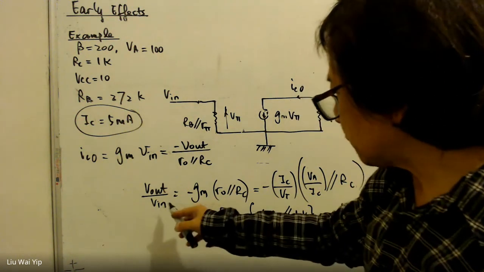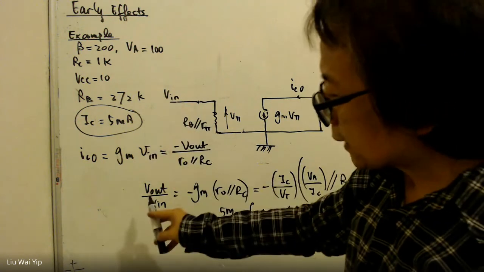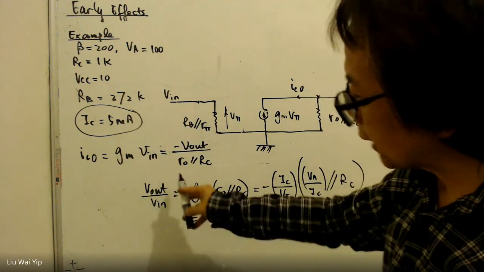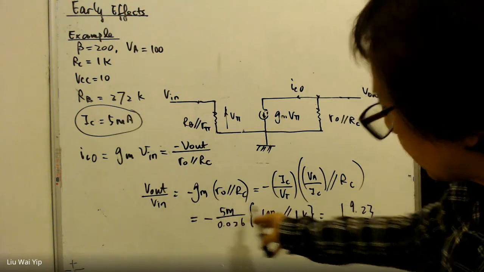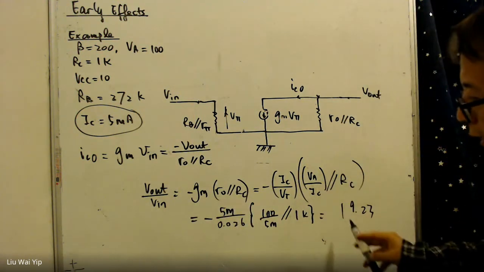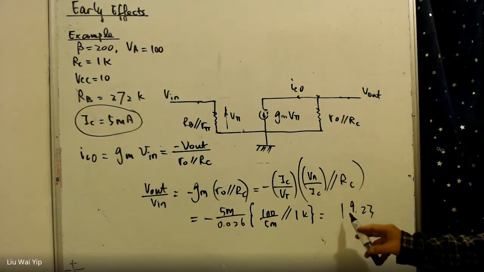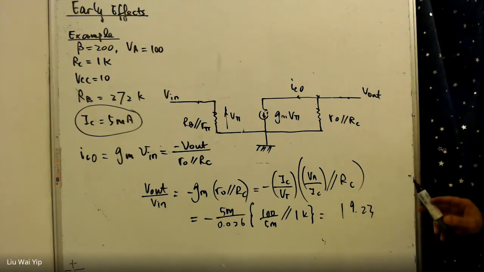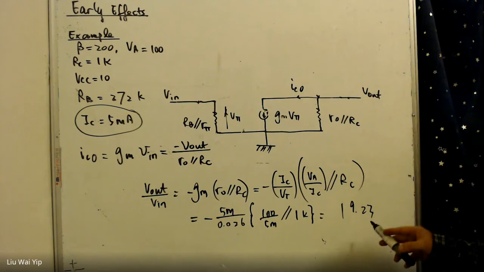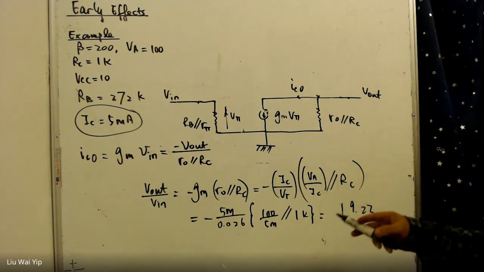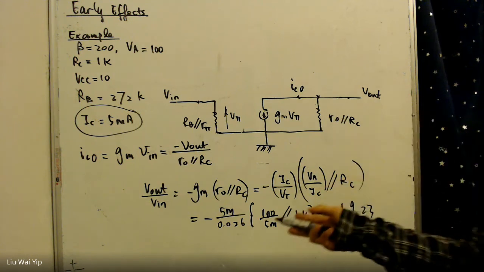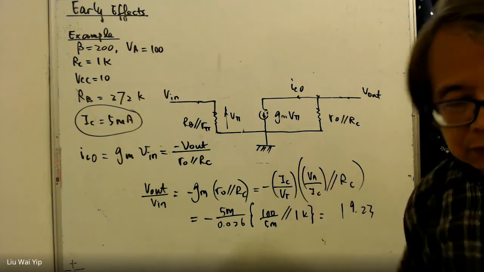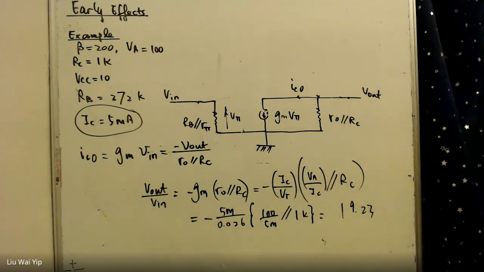And now the next thing that we need is to simulate a small signal analysis. And the end result of the small signal analysis is the voltage gain 19.23. And this value has to match, otherwise your analysis is not correct. So we are going to do it now.